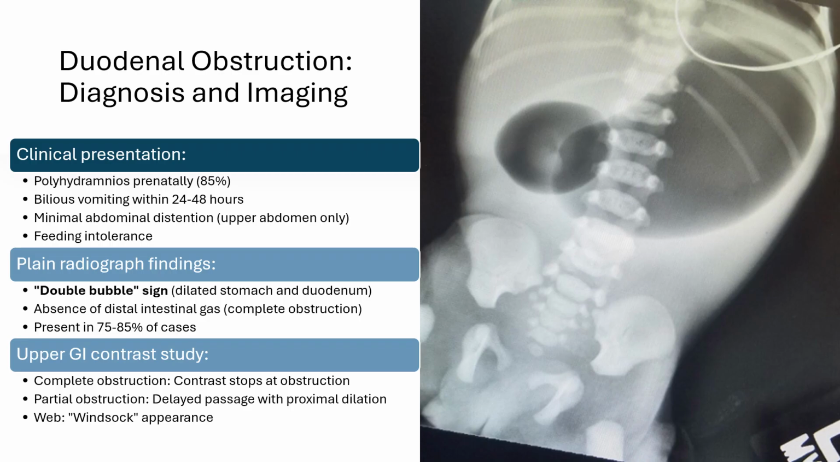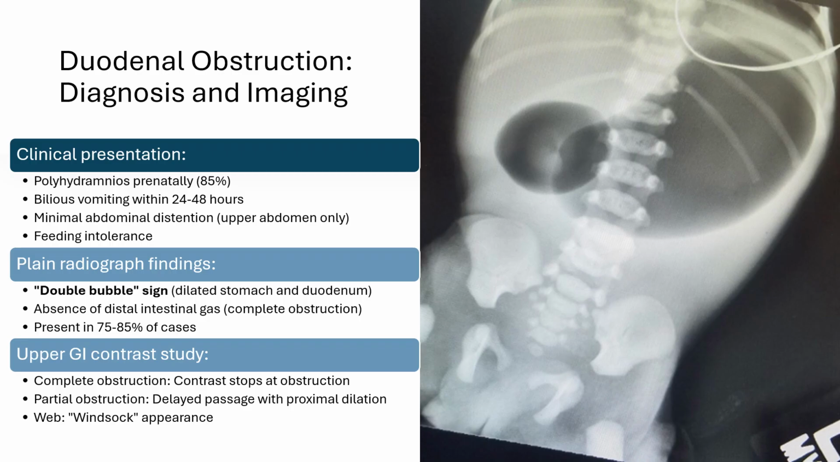Recognizing duodenal obstruction requires understanding how the clinical presentation and imaging findings connect to the underlying pathophysiology. The prenatal clues often provide the first hints. Polyhydramnios occurs in 85% of cases because the fetus can't swallow and absorb amniotic fluid normally. There's nowhere for it to go past the obstruction. This creates excess fluid that obstetricians notice on routine ultrasounds.